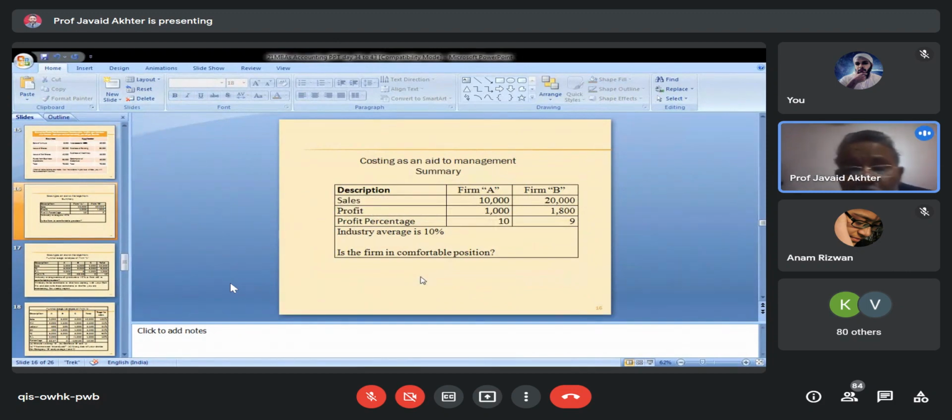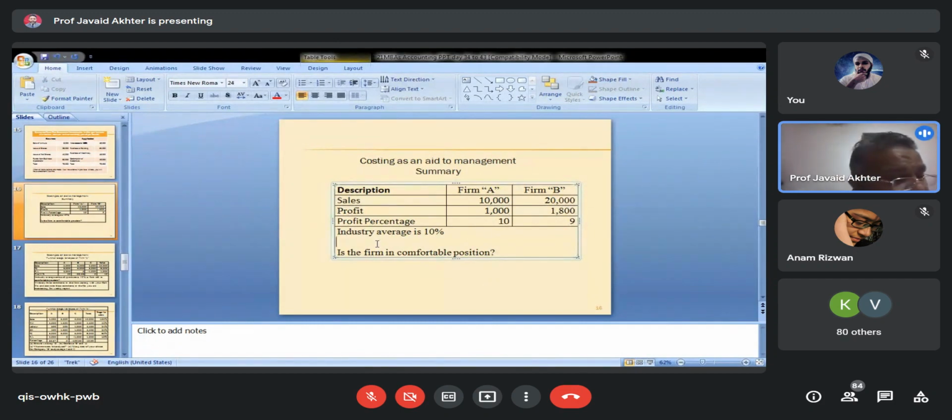This topic is entirely new one. It is related to cost. Earlier on, what we did, financial accounting, how to record business transaction. Second step, how to analyze the financial statements.